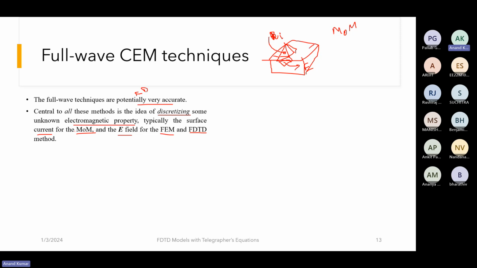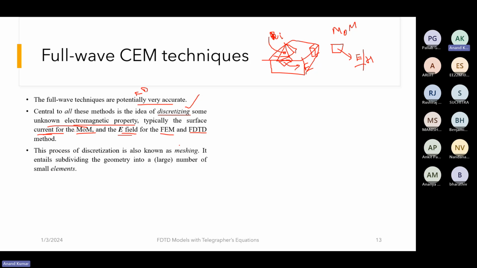Similarly, if it is FDTD, we will be using cuboidal meshes, or square meshes if it is in 2D. And over there, we'll try to find out the electric field. We can also do it in terms of the magnetic field, or use both. So this is what we're trying to say. We'll discretize the space and try to evaluate an unknown electromagnetic property. It could be surface current or the electric field.